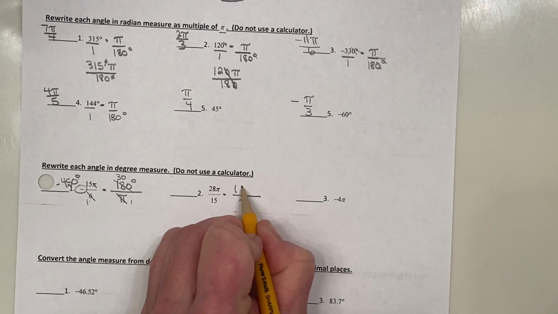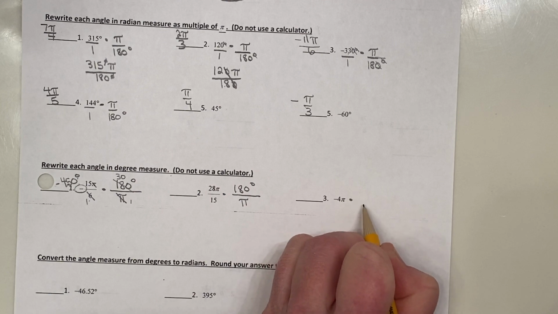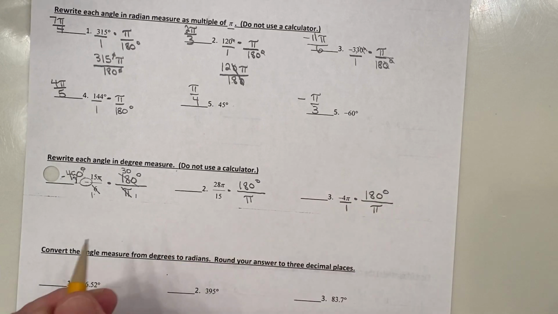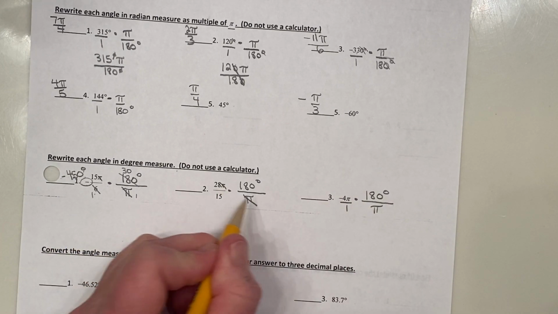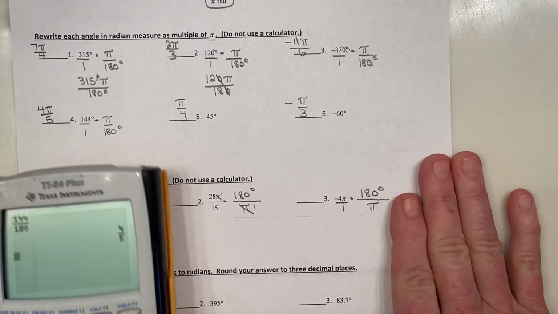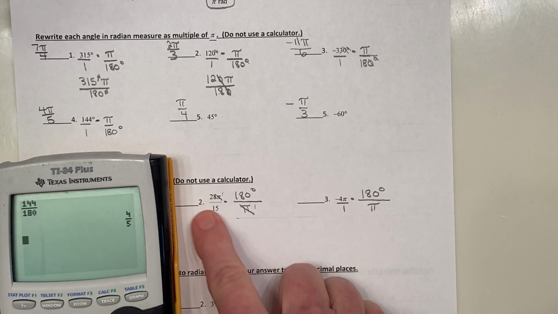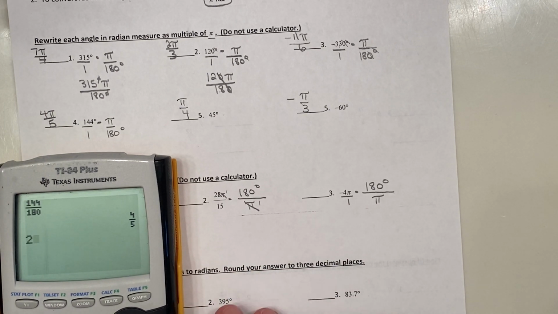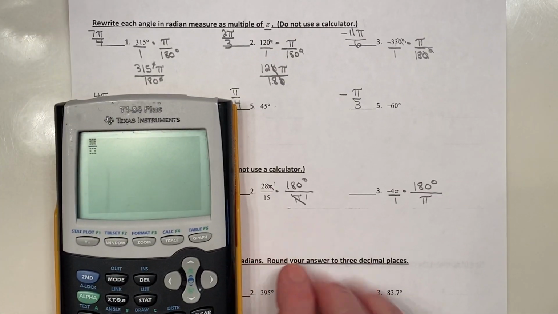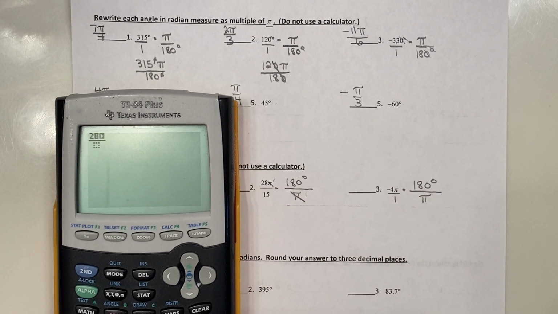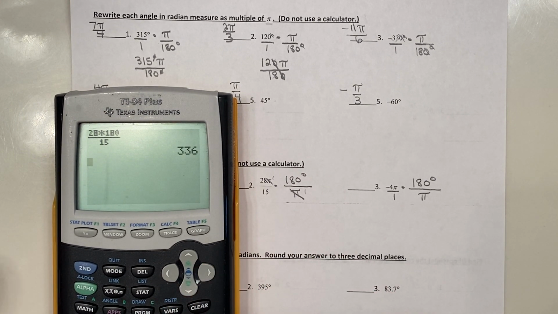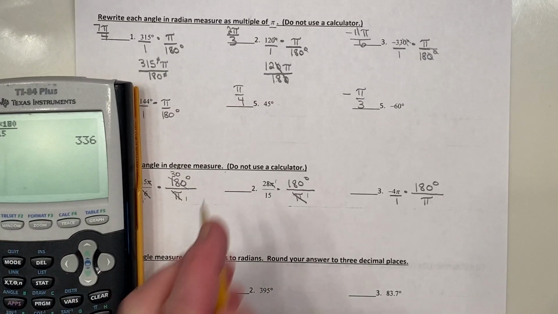All right, so for all of these, let's show the fraction we're multiplying by. Let's go ahead and make that over 1. Get the pi's out of the way, they divide out. I could struggle through this by reducing without a calculator, but I will use a calculator for this work. So I'm going to do 28 times 180 on top and put the 15 and hope it gives me a nice number. Okay, 336 degrees.